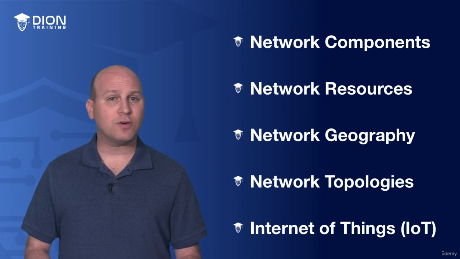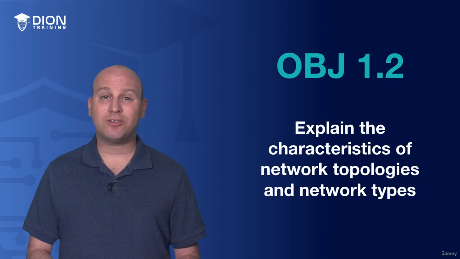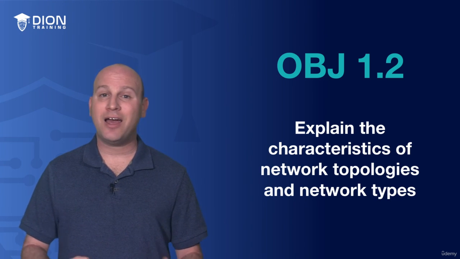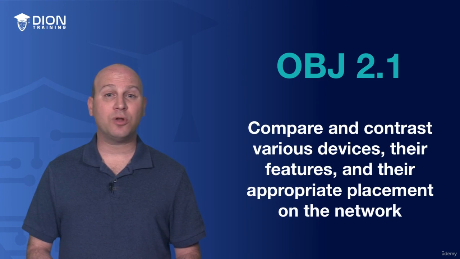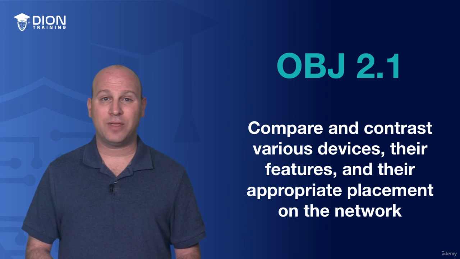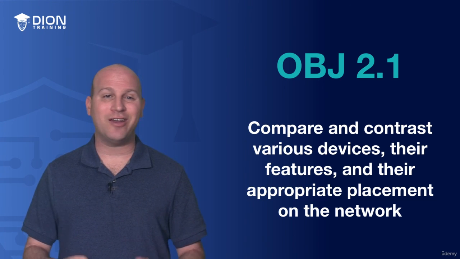We're going to spend most of our time here in Domain 1, Networking Fundamentals, specifically focusing on Objective 1.2, which states that we must be able to explain the characteristics of network topologies and network types. We're also going to briefly cover a portion of Domain 2, network implementations by discussing Objective 2.1 in our Network Components lesson, as we compare and contrast various devices, their features, and their appropriate placement on the network. So let's dive into this section on network basics.